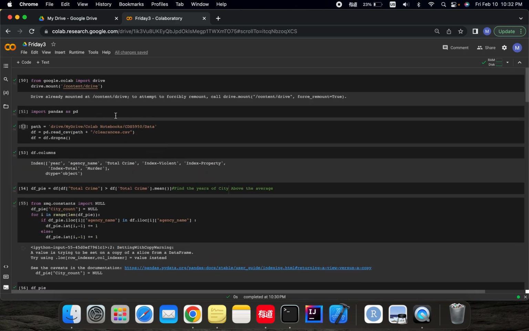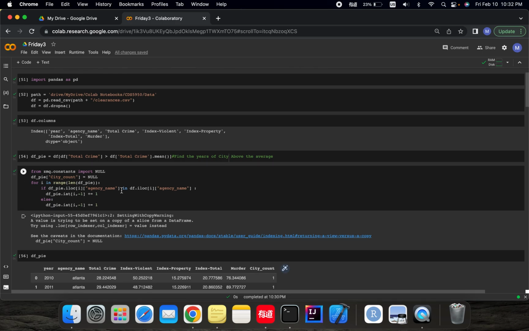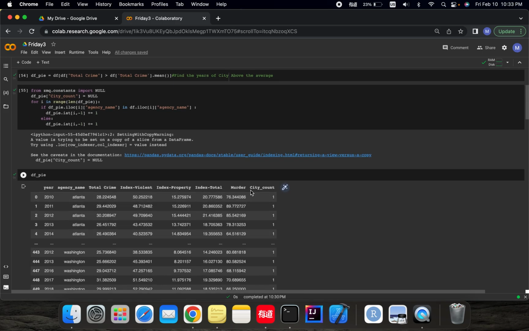So basically, reading the data, and this is the filter: if the total crime is bigger than the average, I will only look at those things. And second, this basically adds a count. So I create a new column called city count.